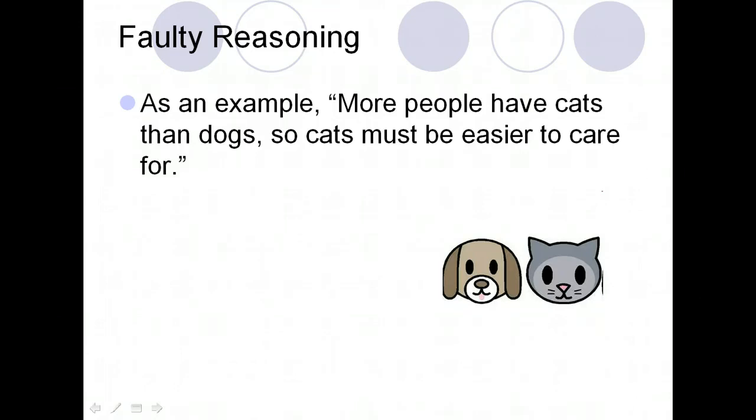Faulty reasoning is when an author uses unrelated or unconnected details as support. As an example, more people have cats than dogs, so cats must be easier to care for. The fact that more people own cats than dogs does not necessarily mean that cats are easier to take care of.